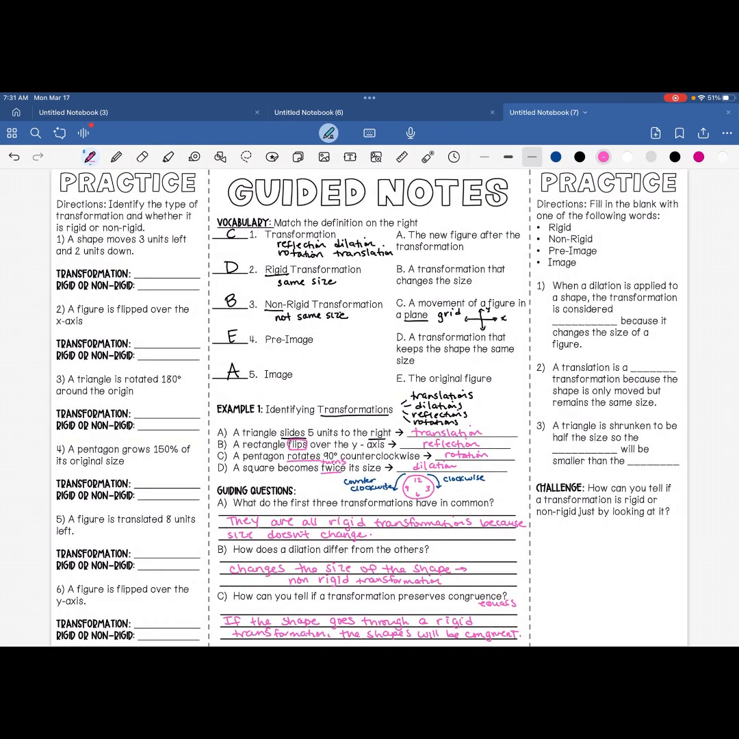Okay, so watch this video as many times as you need, and what you guys are going to do now is you're going to practice. You're going to do all these questions. You're going to figure out what type of transformation it is and if it's rigid or non-rigid, and then over here you're going to do the same thing, and at the end there's a little challenge question for you to complete.